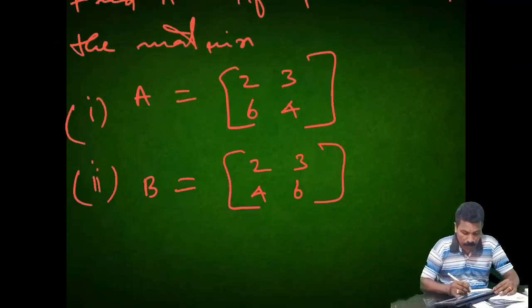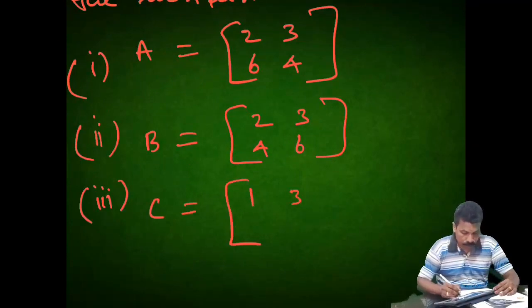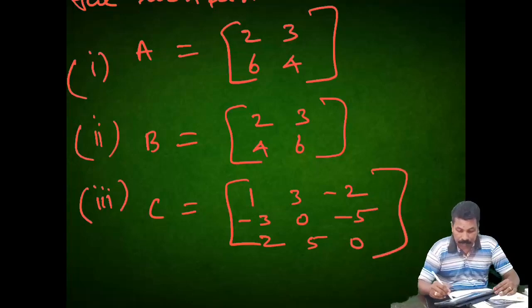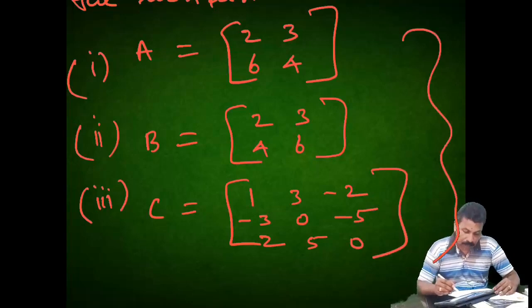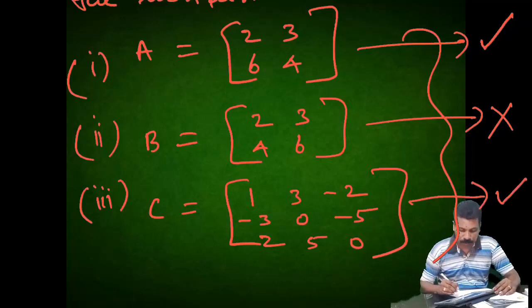And one more question. Capital C is equal to 1, 3, negative 2, negative 3, 0, negative 5, 2, 5, 0. So, please try all of these. I will give you a clue. For this matrix, we can have the inverse. And for this matrix, we cannot have. And here, you can find the inverse. Please do it.